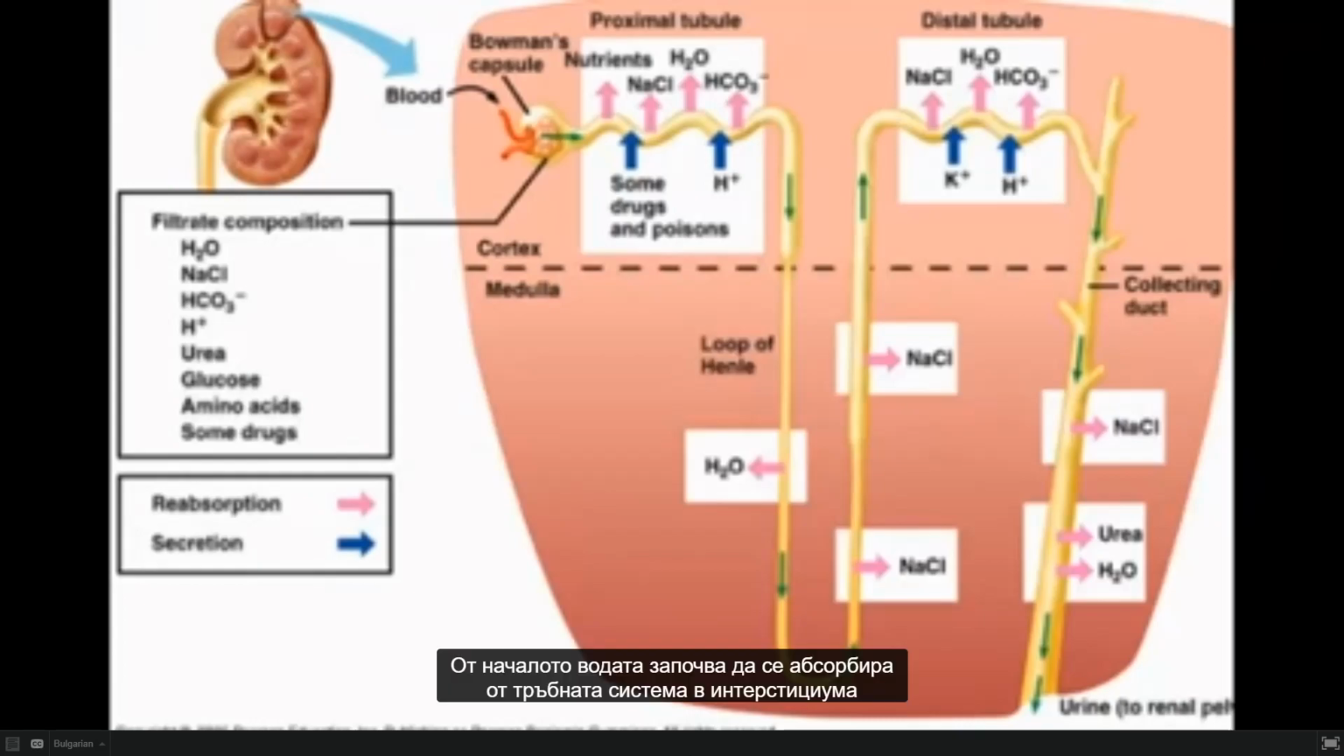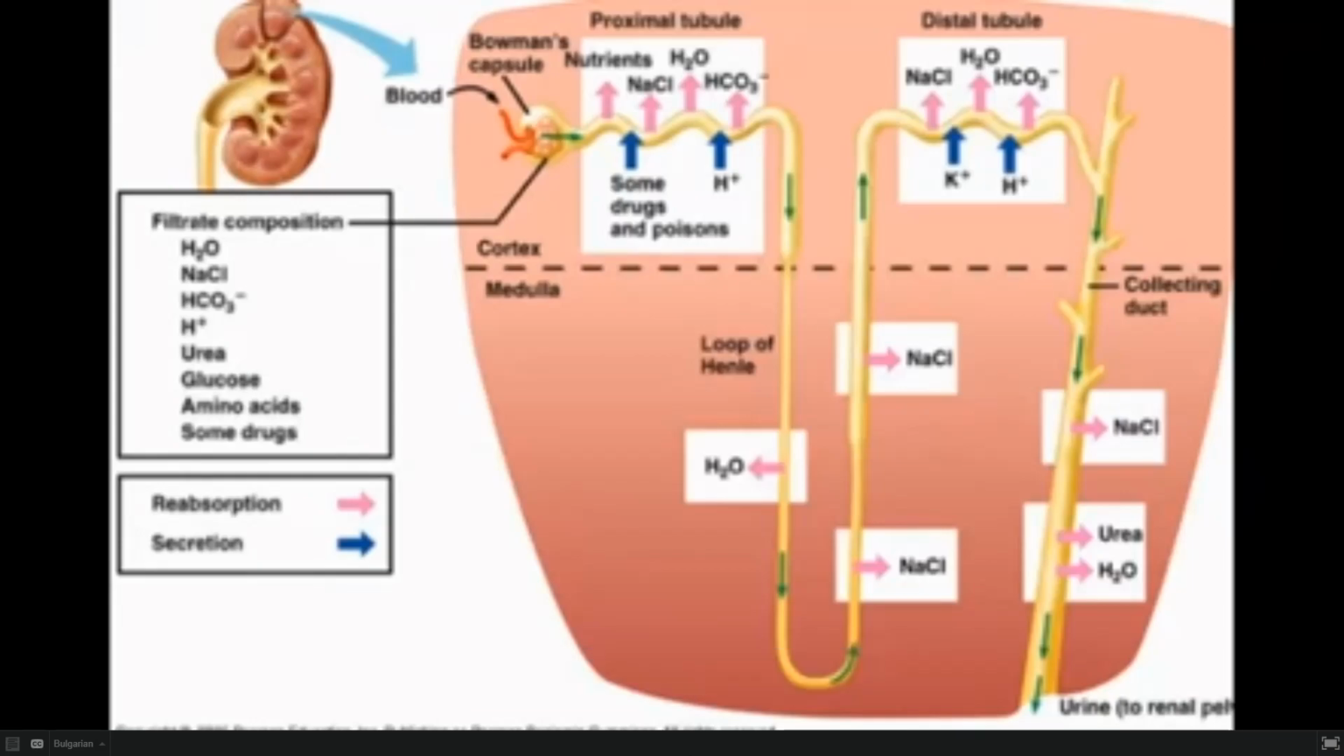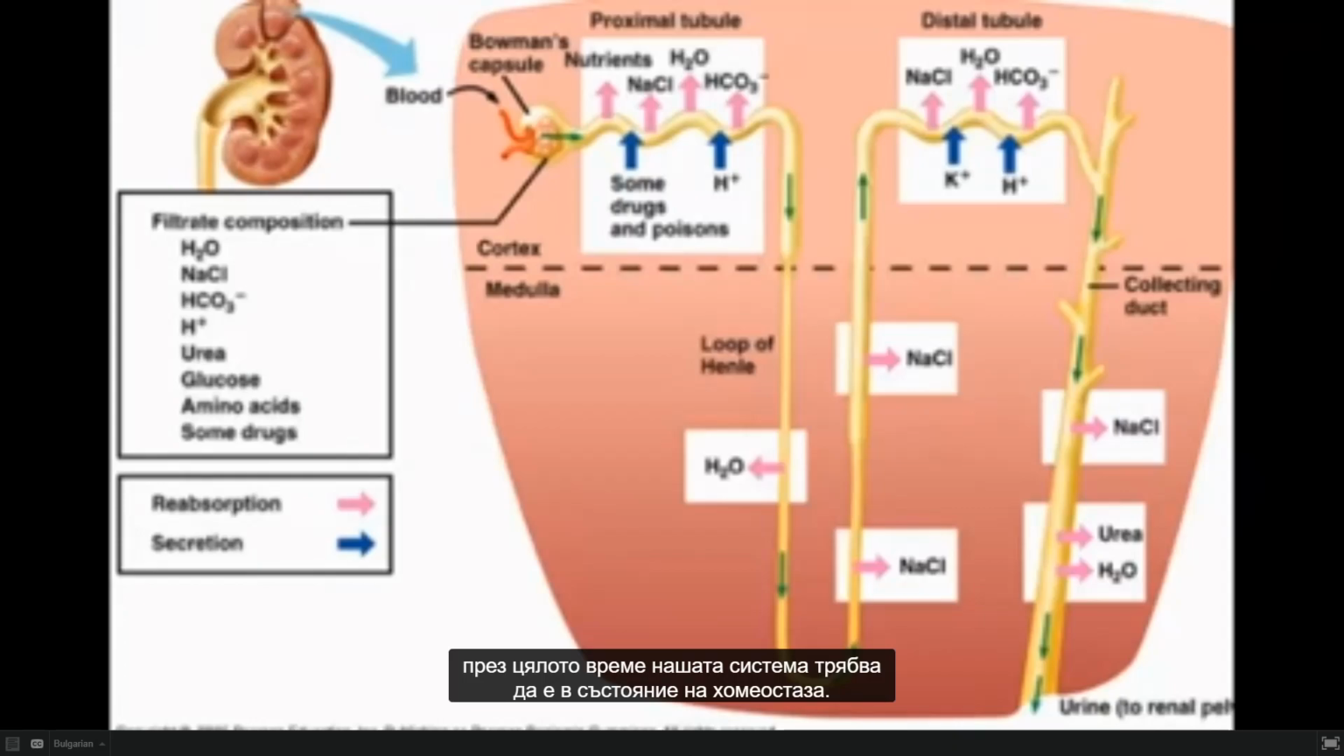From the beginning, water starts to be reabsorbed from the tubular system into the interstitium. That's why the urine starts to be more concentrated and the salty state of the environment increases. And because the salty state increases, it starts to induce the penetration through the wall of sodium and chlorine, because all the time our system needs to be in a homeostasis state.